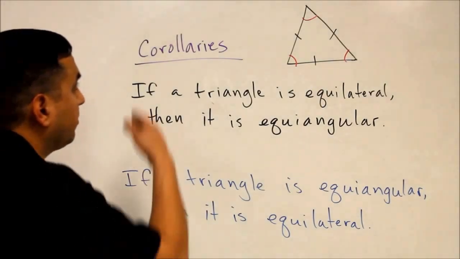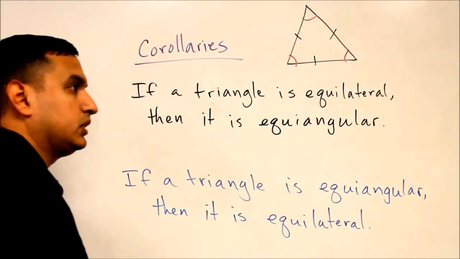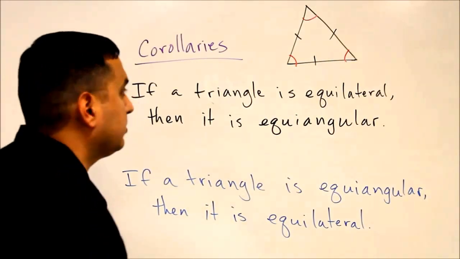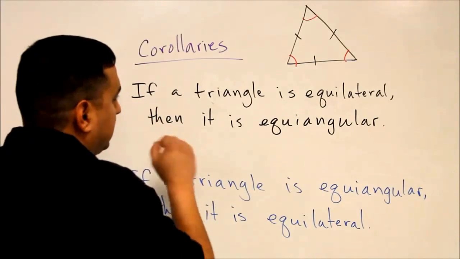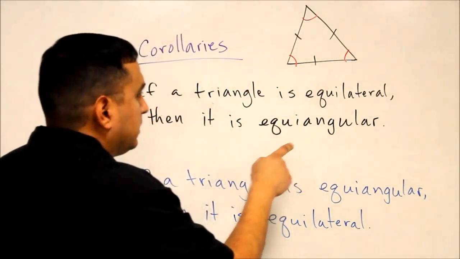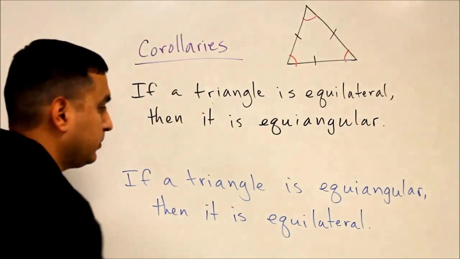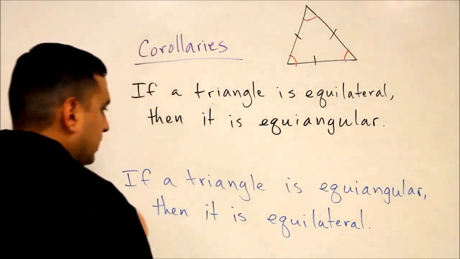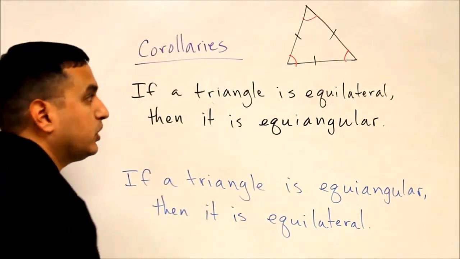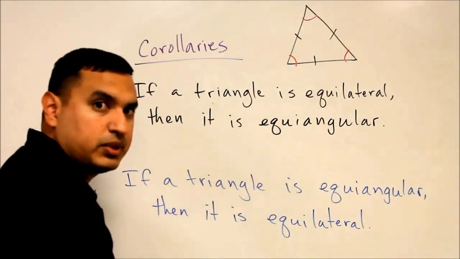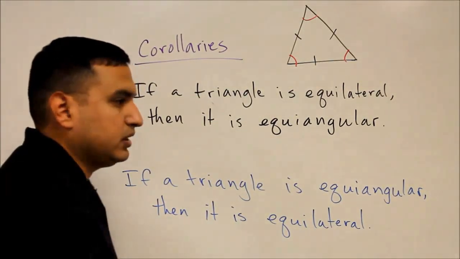Now we have what are called corollaries, or kind of an afterthought or a consequence of the base angle theorem. They lead from the base angle theorem. It says if I know a triangle is equilateral, then it's also equiangular. And the opposite is true if I switch the hypothesis and conclusion: if a triangle is equiangular, then I know it's equilateral. So I can use these two interchangeably. If it's equilateral, it's equiangular, or if I'm given that it's equiangular, then I know it's equilateral.